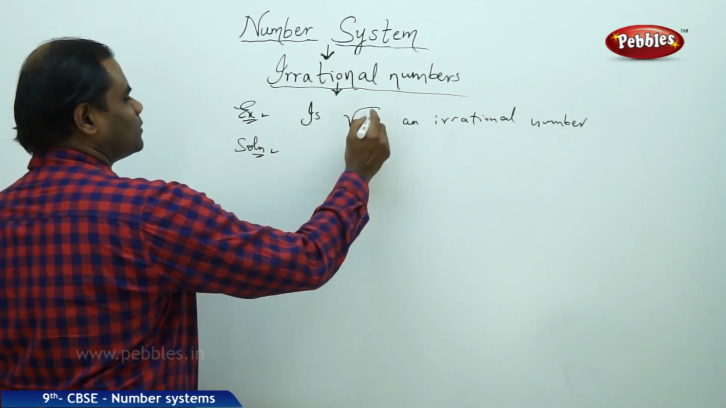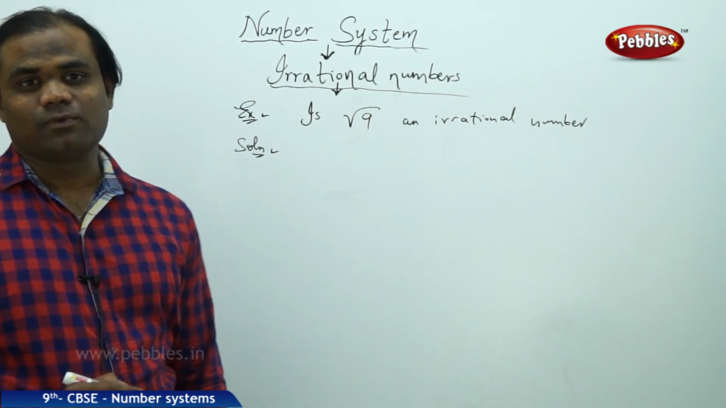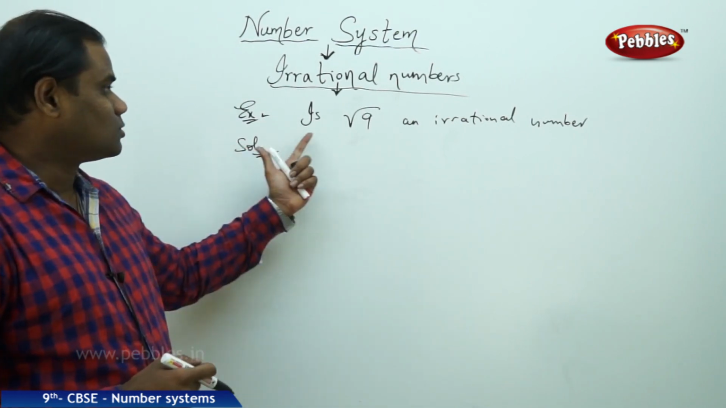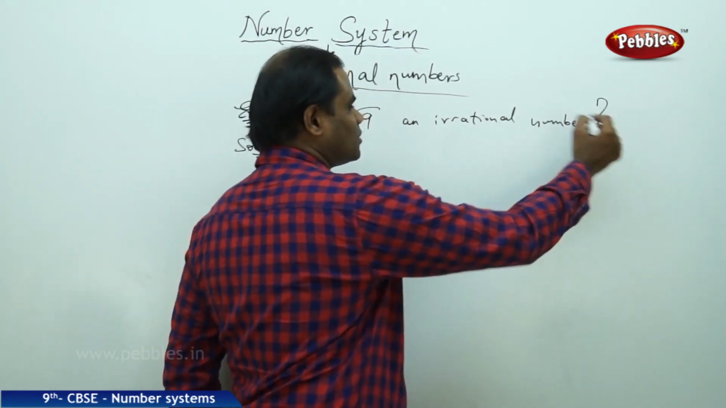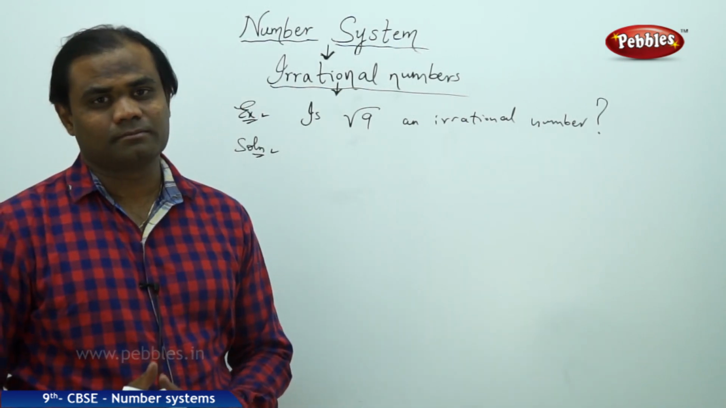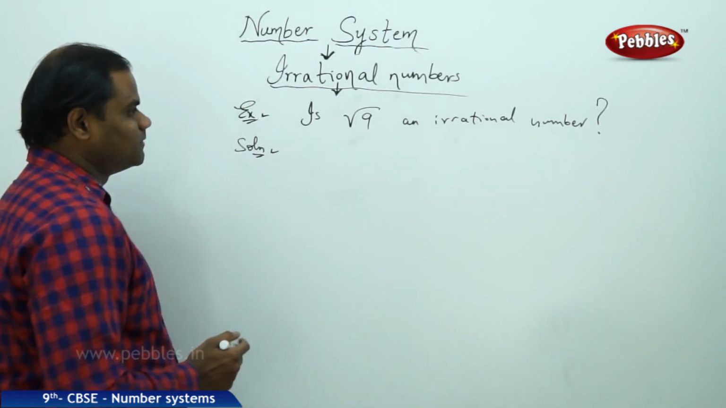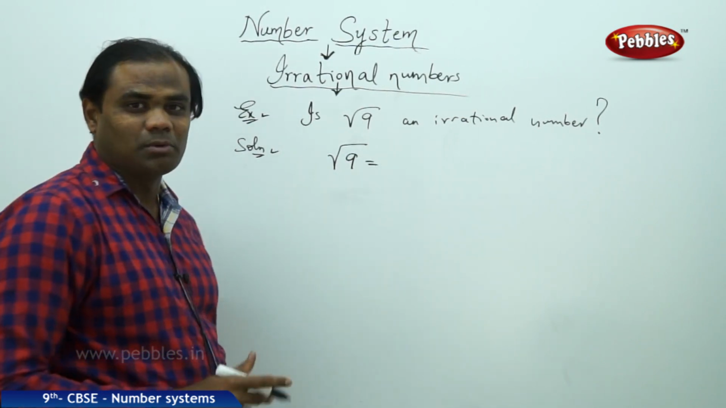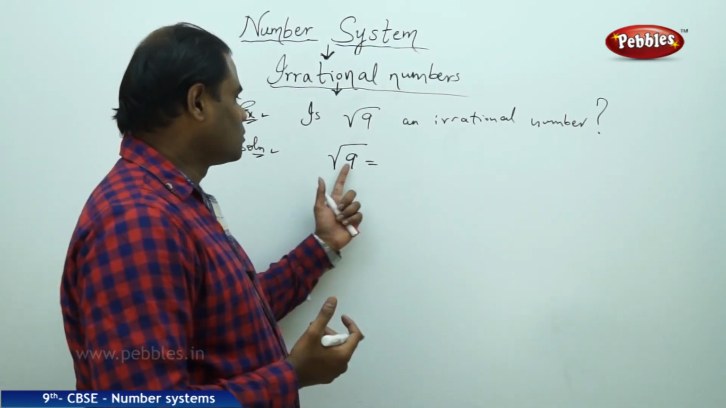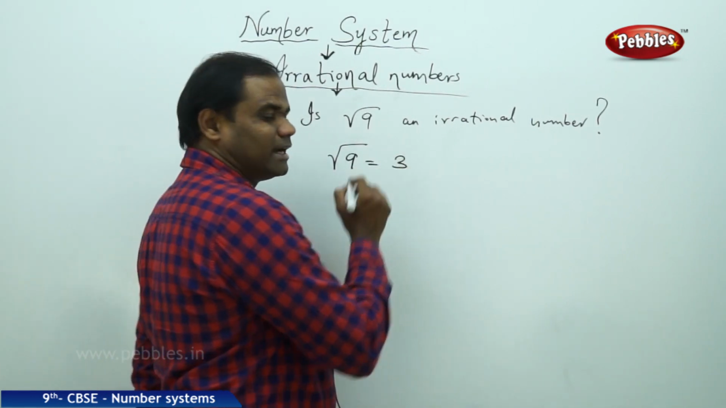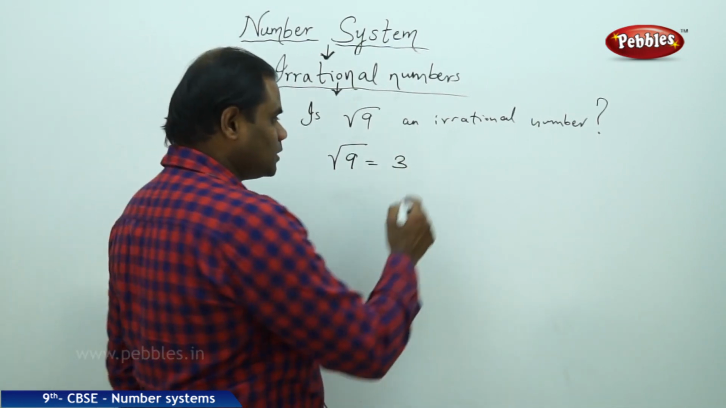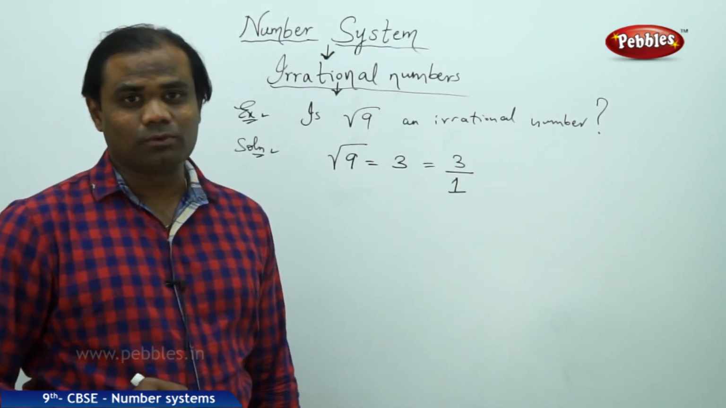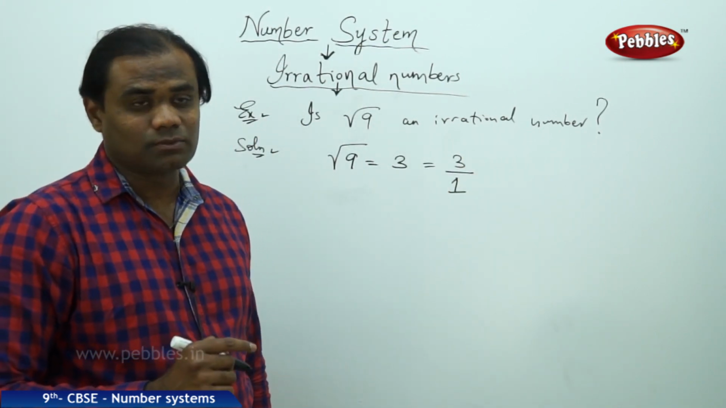Or I take root 9, because I just want to have an example which is not an irrational number. So my question here is, is root 9 an irrational number? Here with this example, I clearly try to simplify this to a more simplified form where root 9 can be expressed as 3, which in turn can be expressed in the form p by q, because I need to put it through test number 1 and test number 2.